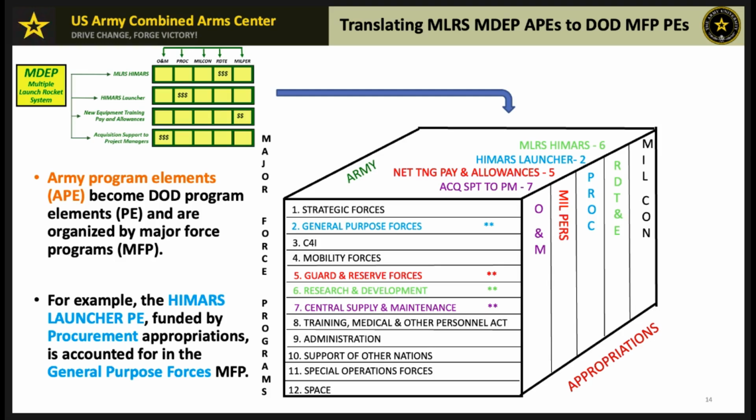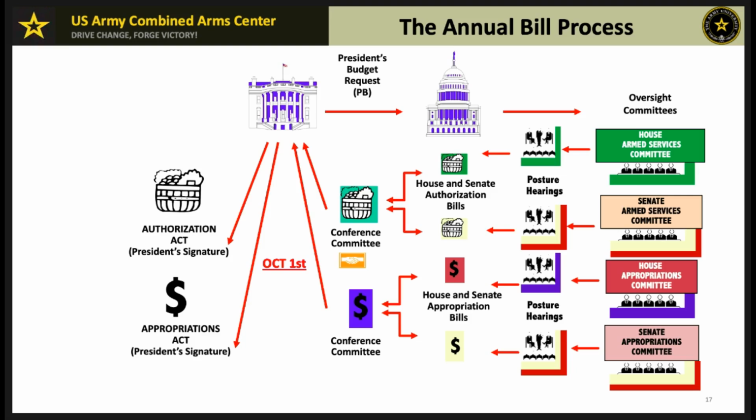This cube model demonstrates the linkage between Army MDEPs and DoD's system. It shows how Army resources are integrated into the broader DoD FYDP, where each service's program elements are organized and managed under similar structures. The annual budget process begins when the President submits the budget request to Congress, usually in early February, for the fiscal year starting in October.